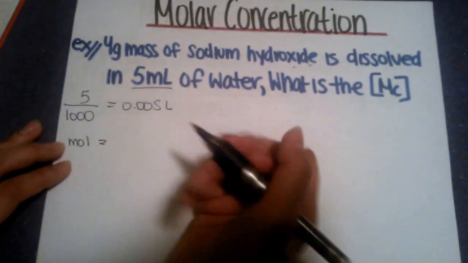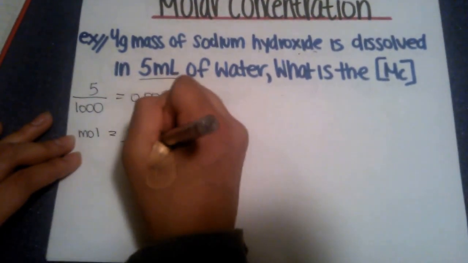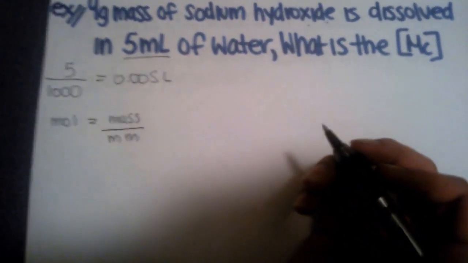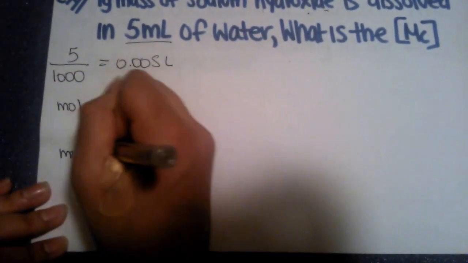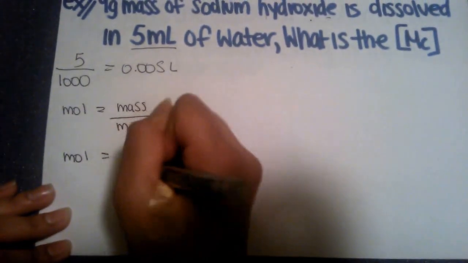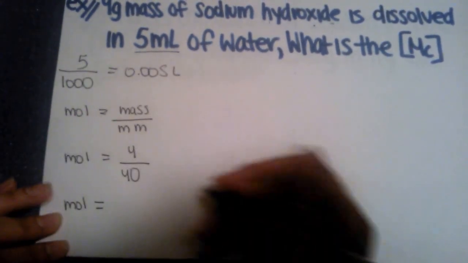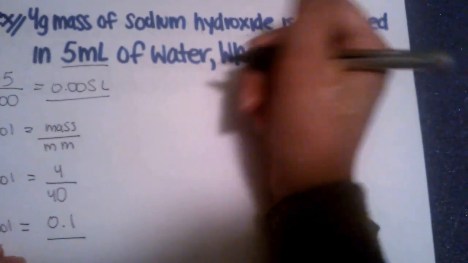And now to find moles, you guys know this formula. It's mass over molar mass. So I already have the mass calculated, but if you have to calculate it, you guys can pause the video and then come back to it. So we are given the mass, which is 4, and the molar mass, which I've calculated, is 40. So when we divide it, the moles are 0.1. So we already have the volume and we have the moles.